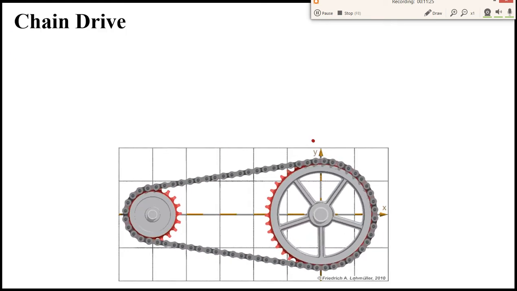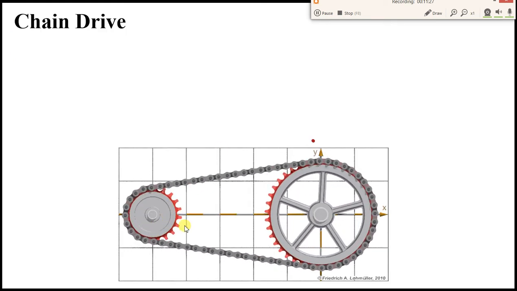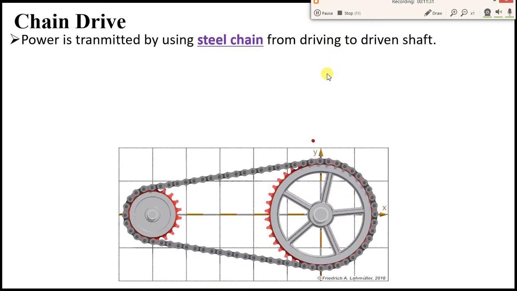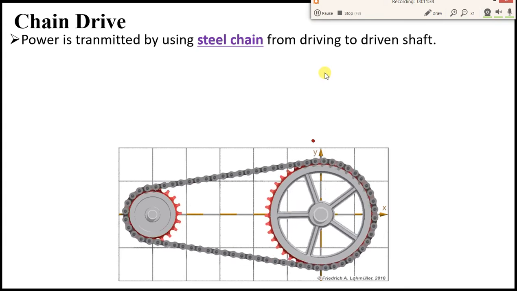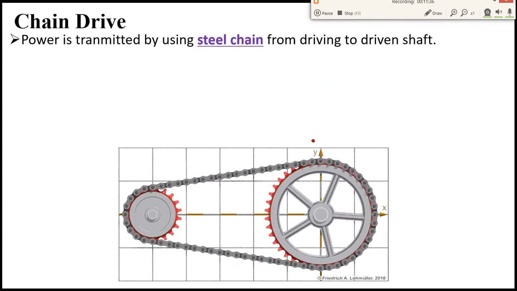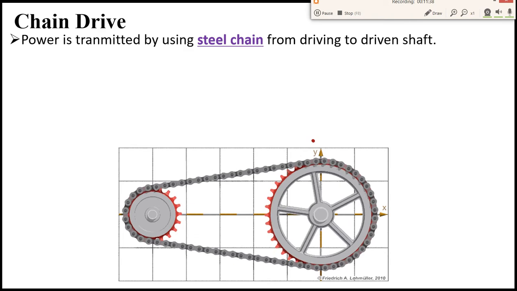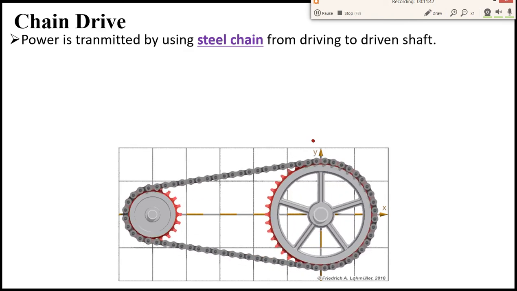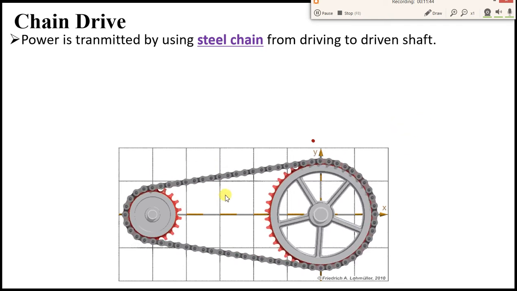Now next is chain drive. You can see the chain drive animation. When steel chains are used to transmit the motion from input shaft to the output shaft, or driving shaft to driven shaft, then the device is called a chain drive. Here steel chains are used.